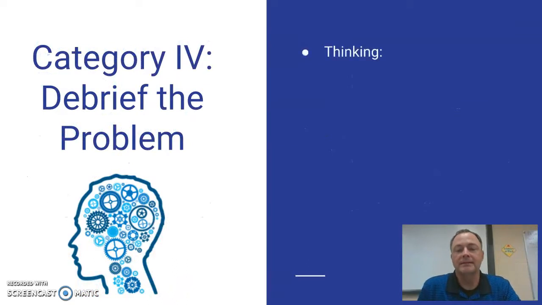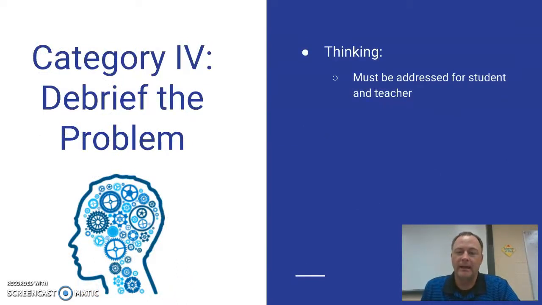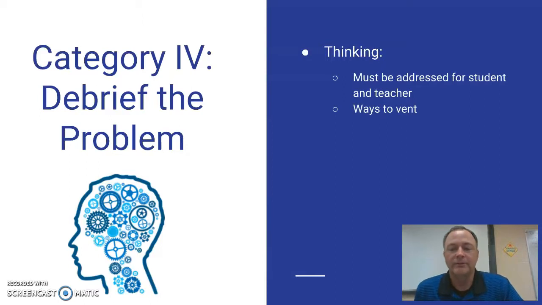So what was I thinking as I went through this? Well, first, I'm thinking that I have to get this addressed for both the student and teacher. Neither one of them are having a good experience right now with school, and so that has to be addressed so that we can handle that for them, but also all those students in class as well. I was thinking, what are some different ways that we can get Carl to let out some of this frustration, different ways for him to vent?